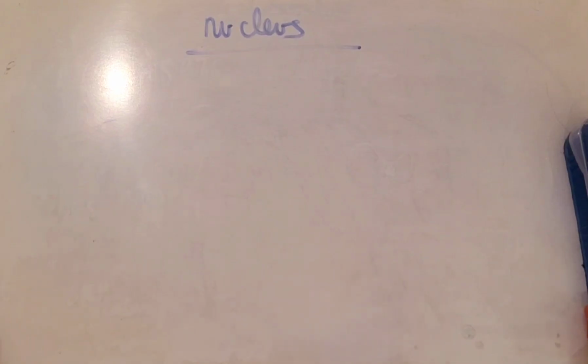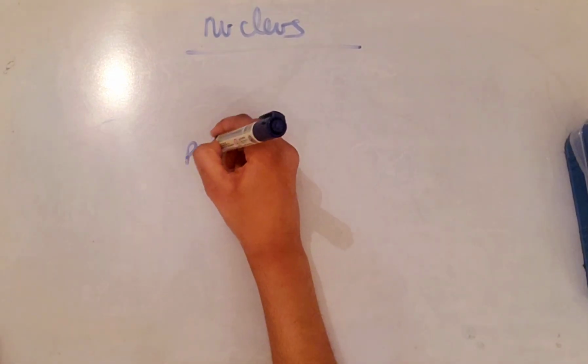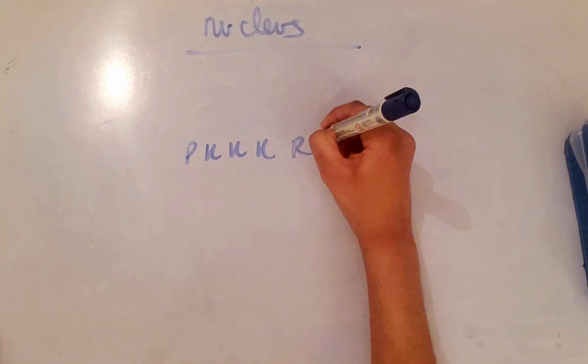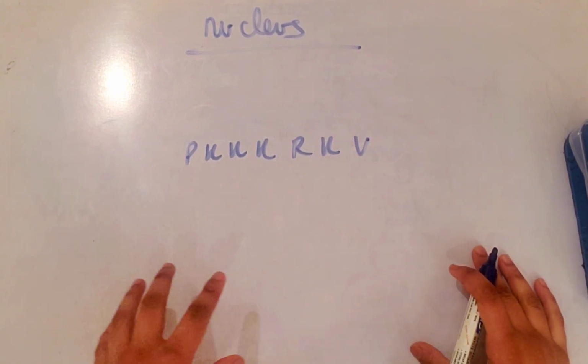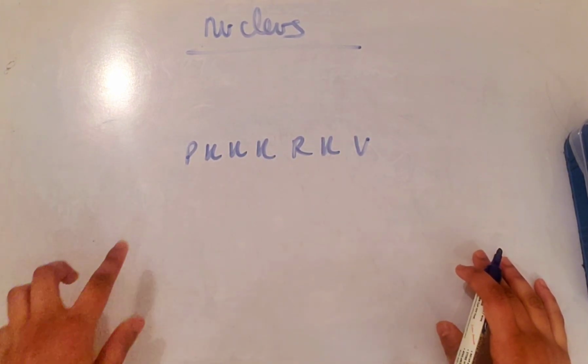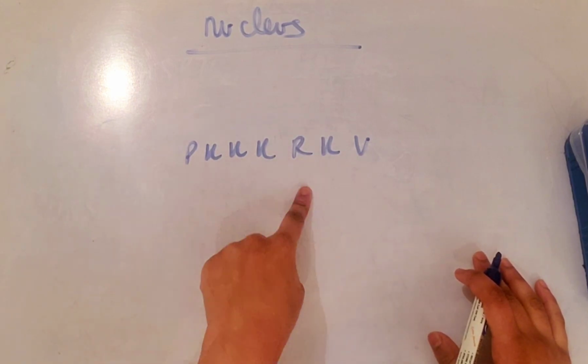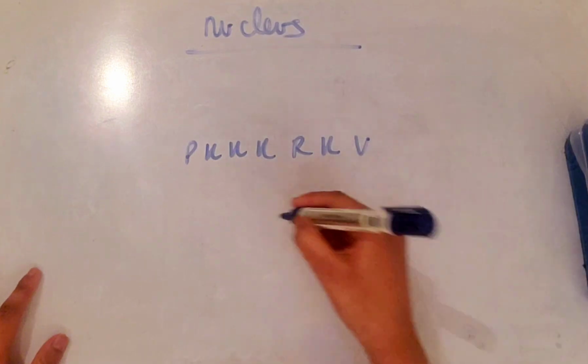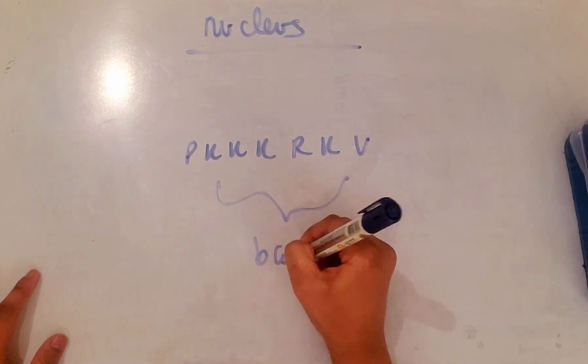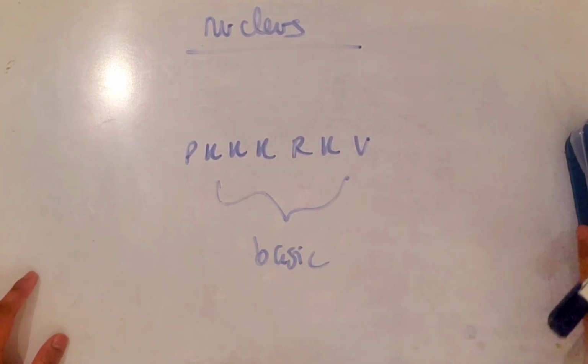An example of a nuclear localization signal is PKKKRKV. If you are not familiar with the one-letter abbreviation, I would recommend having a look at that. It's proline, lysine, arginine, lysine, valine, which means that overall it's basic because of the basic amino acids.